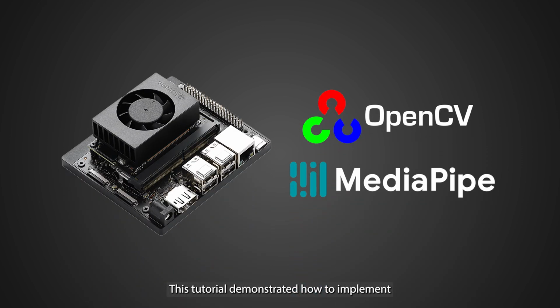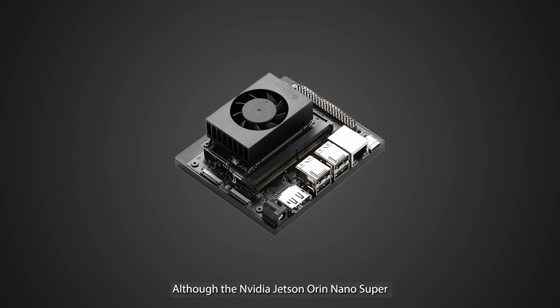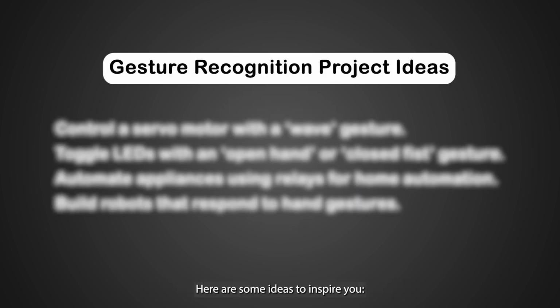This tutorial demonstrated how to implement hand gesture recognition using Mediapipe and OpenCV on Nvidia Jetson Orin Nano Super. Although the Nvidia Jetson Orin Nano Super may seem overkill for this simple project, you can elevate this project, for example, controlling external devices through the Jetson GPIO pins. Here are some ideas to inspire you.